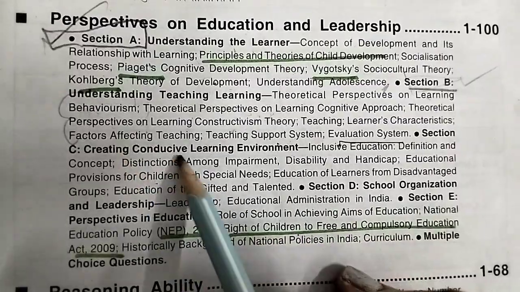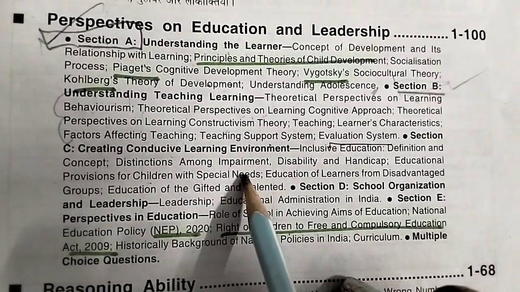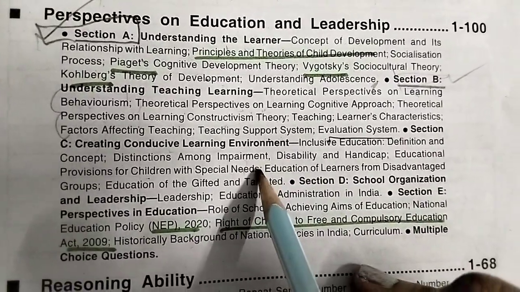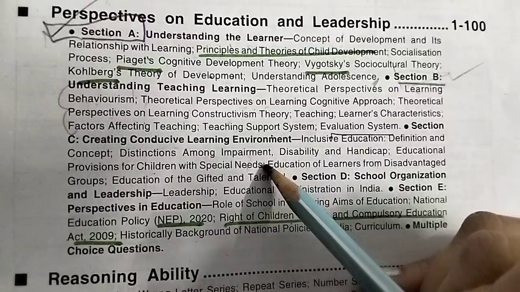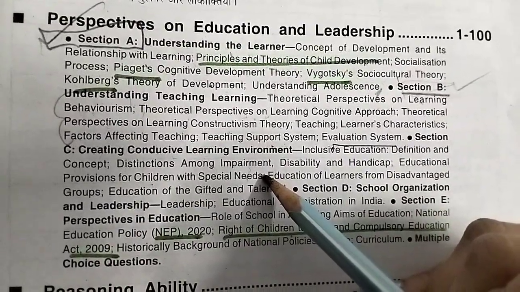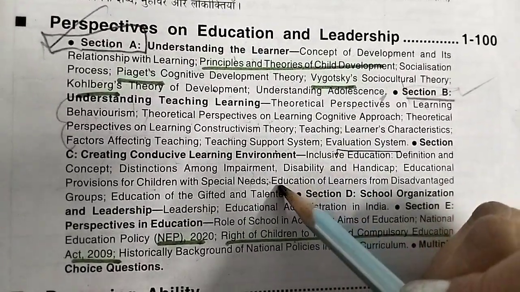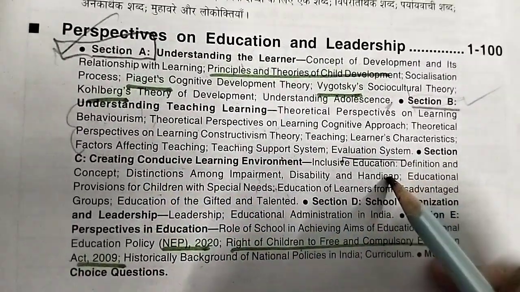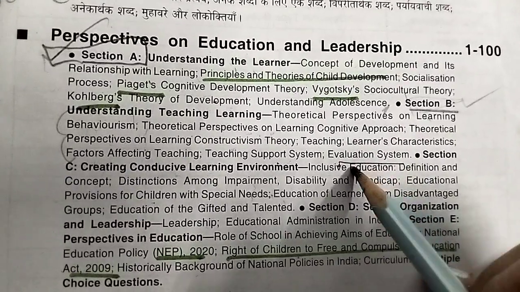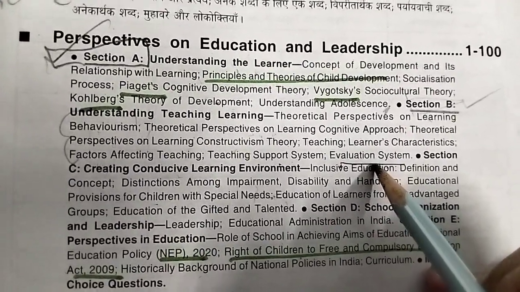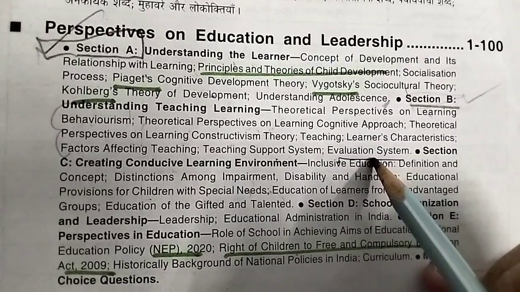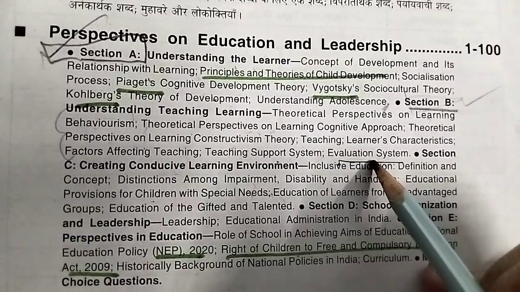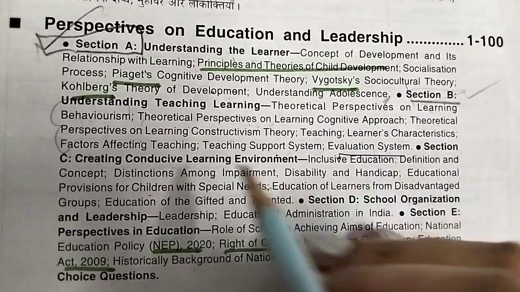And next, creating a conducive learning environment. Here, which type of environment we should provide in the classroom for students, and the atmosphere in the school, everything. So how to create it, there are many things involved. The first thing is inclusive education, definition and concept. Inclusive education we already learnt in the preparation. All types of learners, all types of students are there in the class, so we should educate everybody. So we can learn the definitions and concepts.